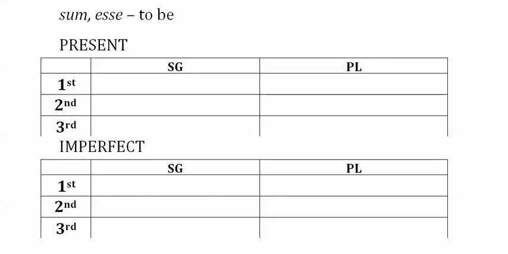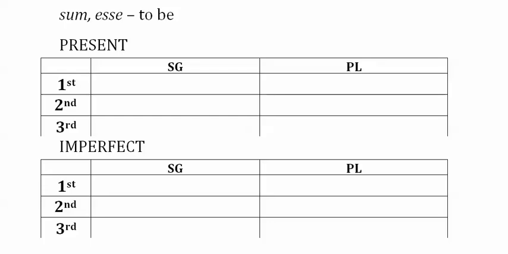Okay, so forming the irregular verb sum, esse in the present and imperfect. This verb doesn't follow the rules that we discussed for first through fourth conjugation. That's why it's called irregular. You just need to memorize the forms. However, it still has some familiar endings.